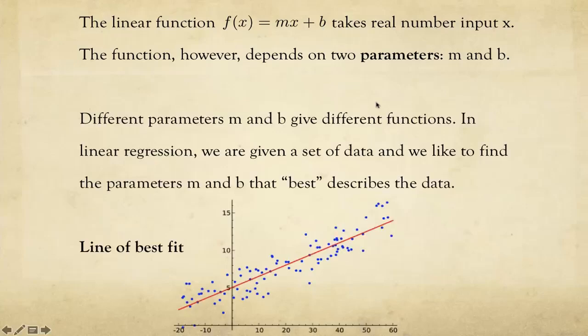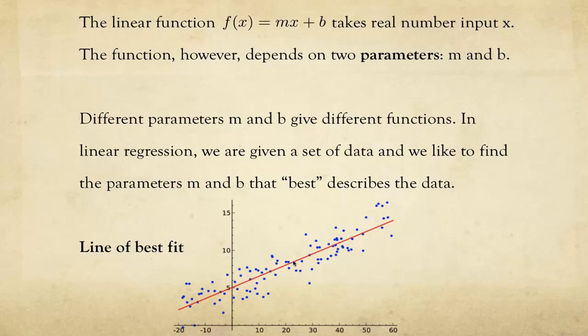So as an example, you might have done linear regression in precalculus or in algebra, and the idea is that we have some kind of data, maybe a scatter plot, and we want to find the line of best fit. And the way it works is that there are many parameters m and b that do not describe this data, and the goal of linear regression is to find the best possible parameters m and b that describe the data.